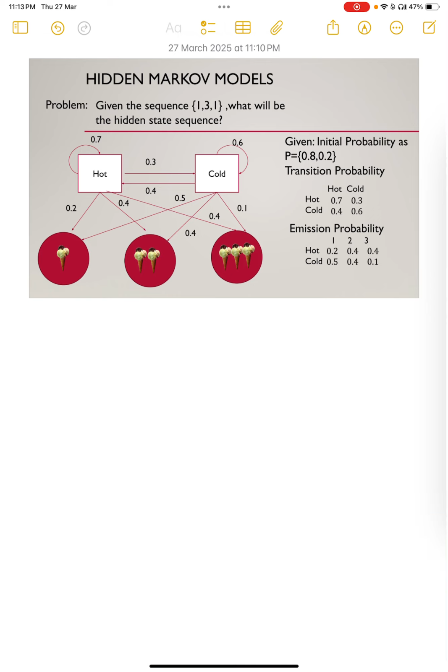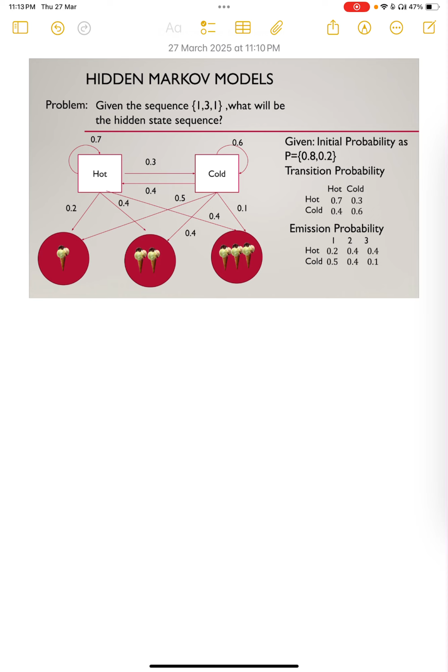Greetings everyone. Today we are going to see hidden Markov models. As part of hidden Markov models, we have seen already how to find the hidden state sequence given the observation sequence. What's the hidden state sequence? Hot or cold, given the ice creams taken as 1, 3, 1. That we have solved using hidden Markov models. Today we are going to see the Viterbi algorithm.